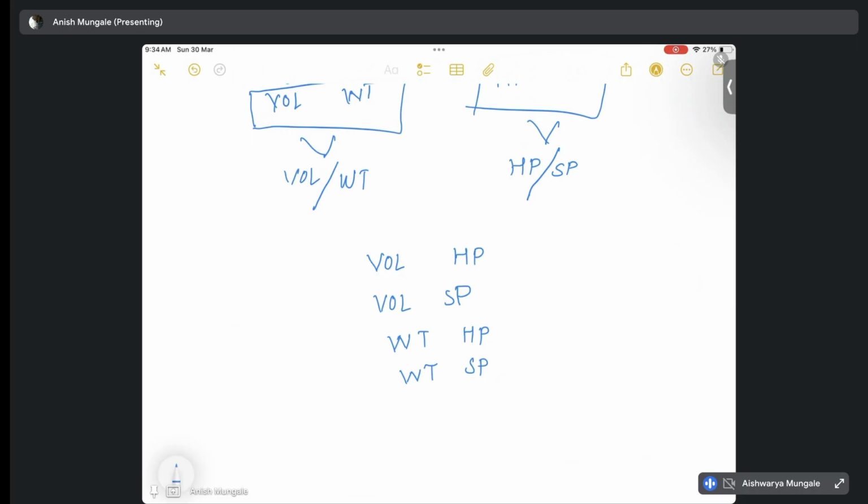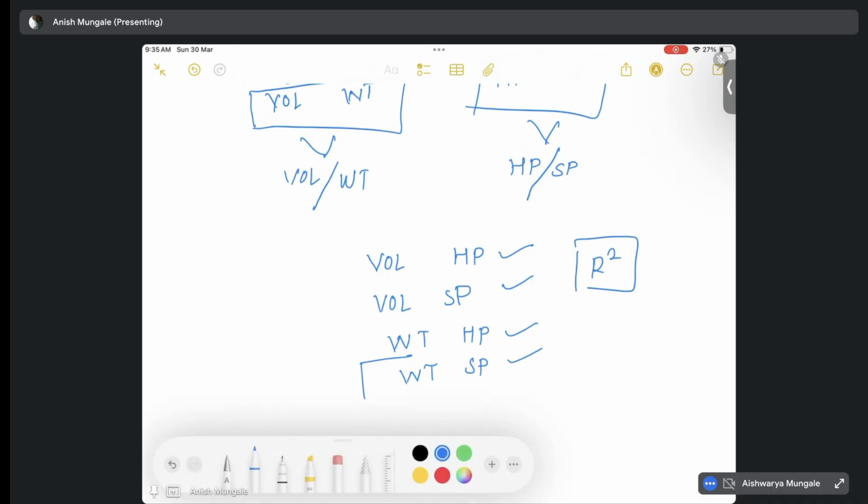Now, out of these, which is the one I should use? How do we determine that? So we will build all these models, check the R square. Whichever has the best R square, we will keep that. Others we don't need. Is this clear now?